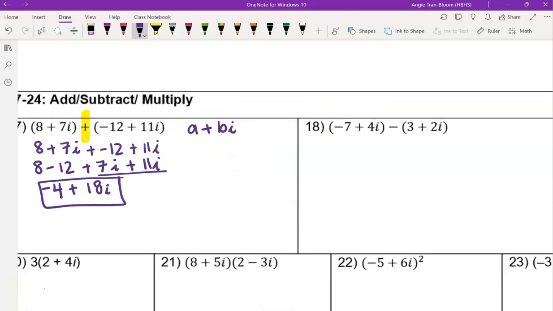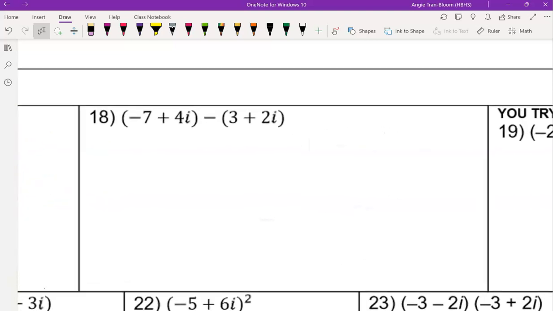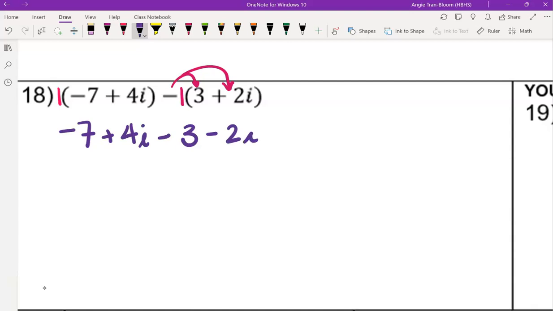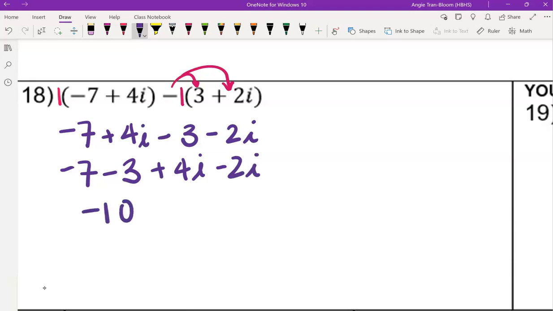Okay, let's do 18. 18 is slightly different since it is a subtraction question. Now, it is subtraction, so what you want to think of is distributing this negative 1 to these terms here. So on the front, since it's a positive 1, it doesn't change your parentheses, right? When you multiply by positive 1, nothing's going to change. But when you multiply by negative 1, all of your signs are now going to switch. And then what you want to do is put all the whole numbers together, so 7 and negative 3. And then you want to put all the imaginary numbers together, just like that. So this is going to be negative 10 plus 2i, and box that up.